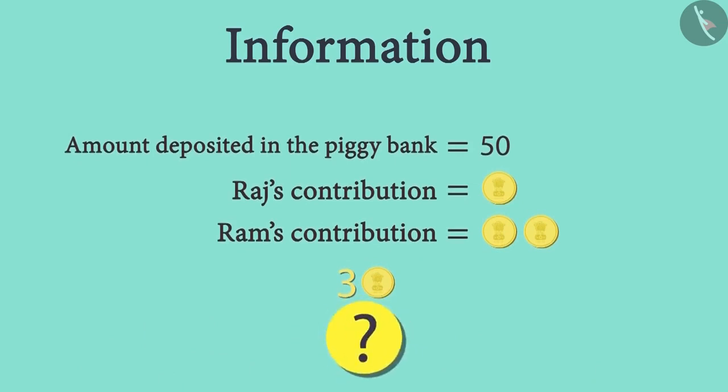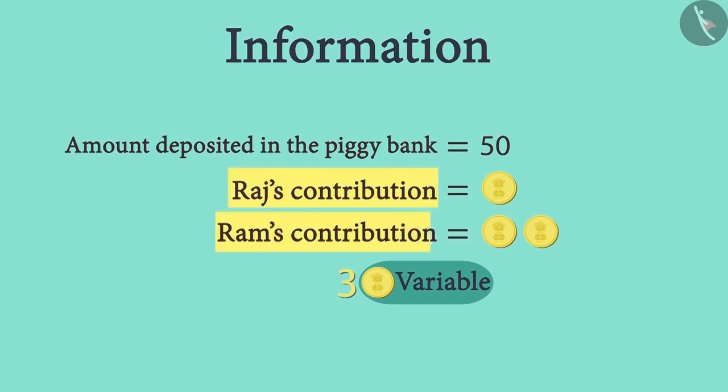Did you understand what we did here? This coin helps us keep the information about the amount that we do not know but would like to find. The value of this coin can be any number, and because of this reason, it is called a variable. We have already seen that everything that tells about an unknown quantity is called a variable.